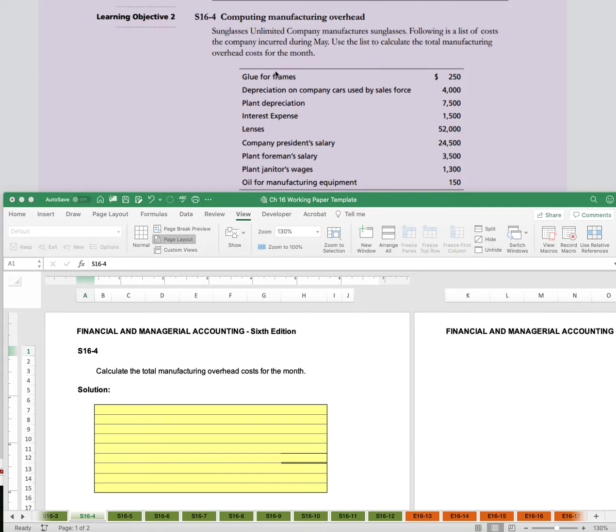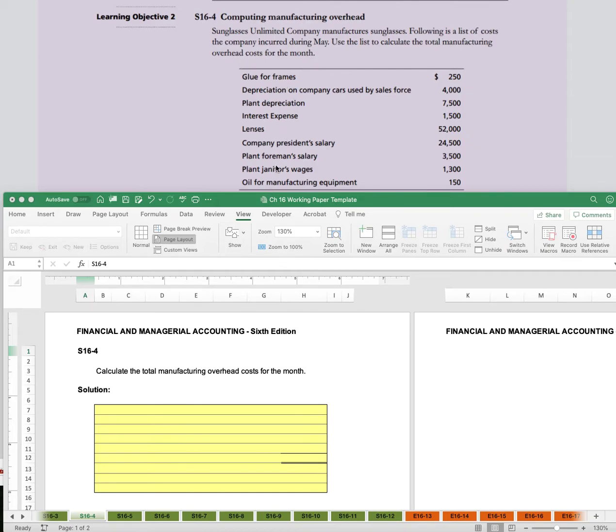And then they give us this list: glue for frames, depreciation on company cars used by the sales force, plant depreciation, interest expense, lenses, the company president's salary, plant foreman's salary, plant janitor's wages, and oil for manufacturing equipment. And so we need to look through this list and pull out only what is manufacturing overhead.